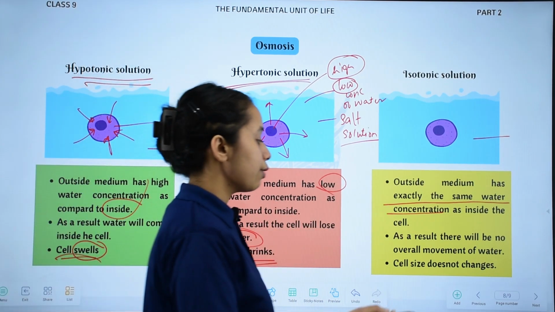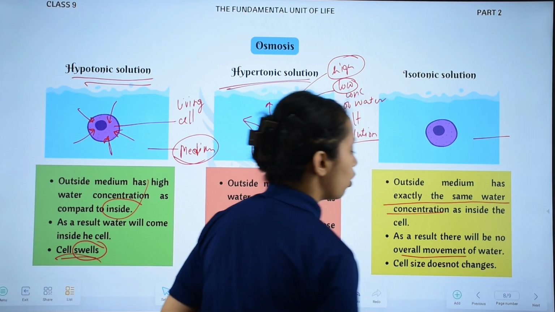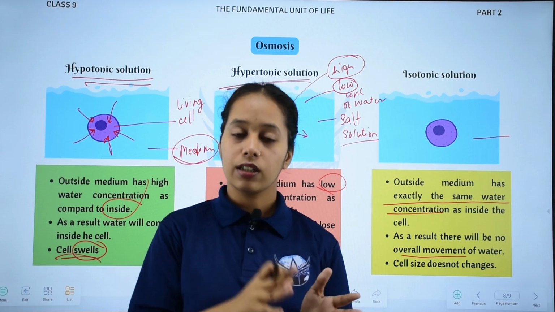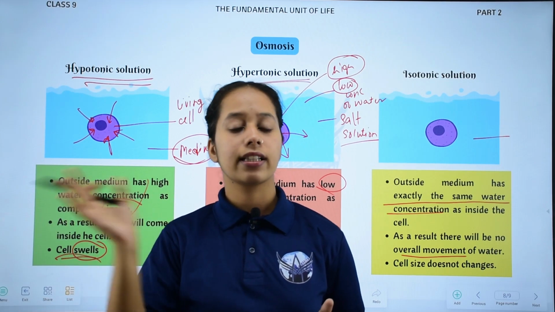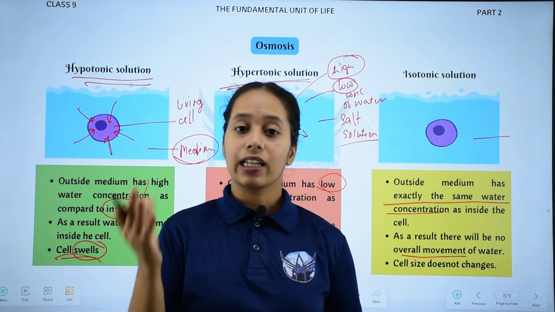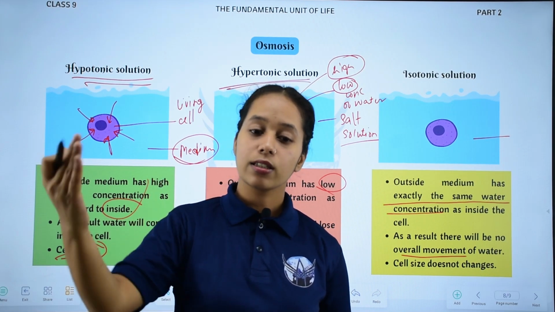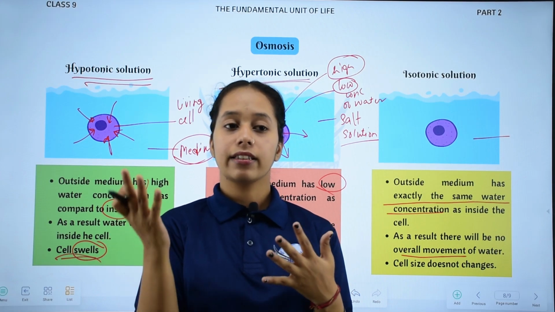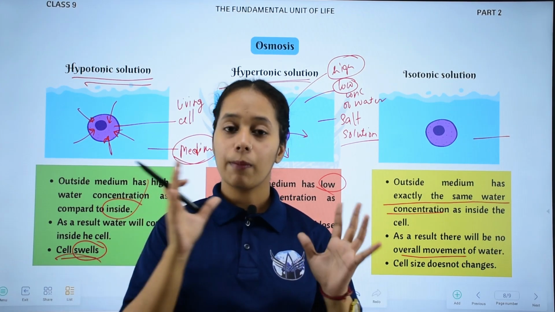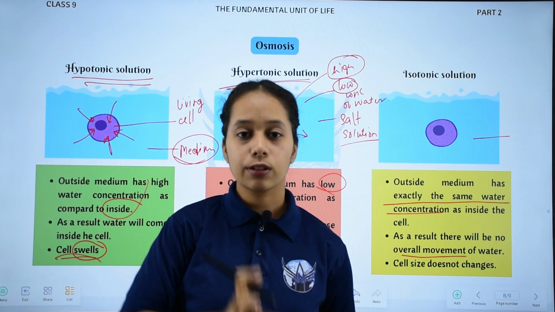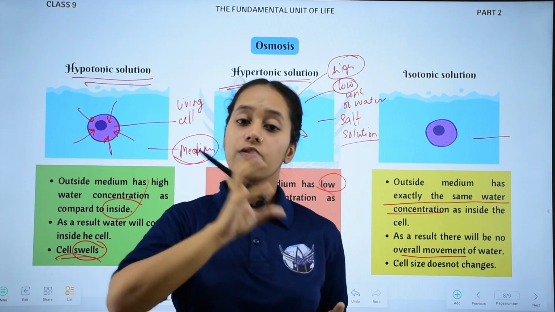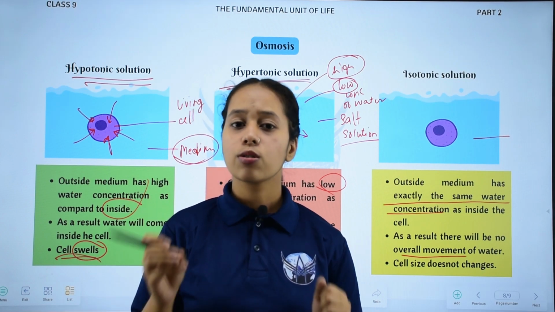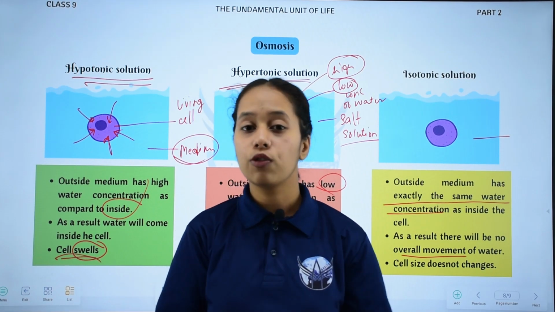As a result, there will be no overall movement of water. Movement of water will take place. Water will move from inside the cell to outside and outside the cell to inside. Both the processes will be taking place simultaneously. Overall, there is no net movement. Both the processes will be taking place in equal amounts. So the amount of water moving from outside the cell to inside is equal to the amount of water moving from inside the cell to the outside. So the overall or the net movement is 0.